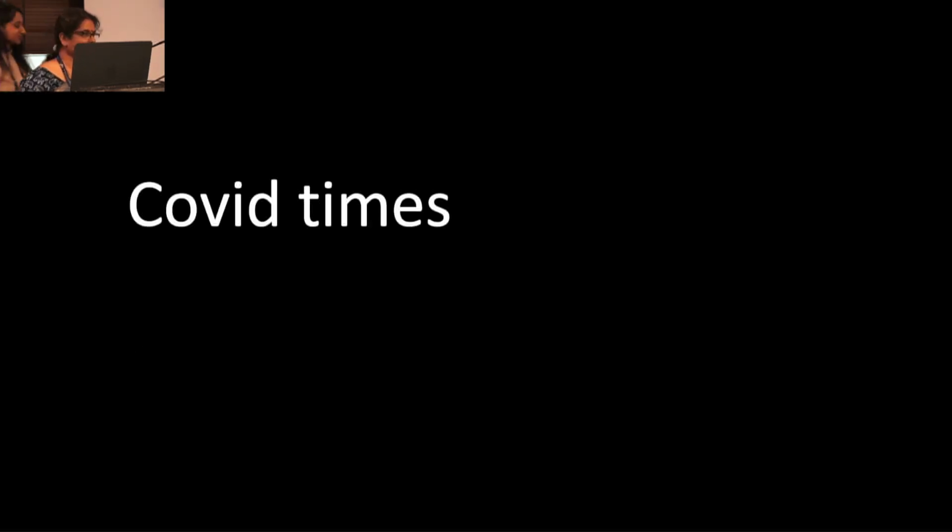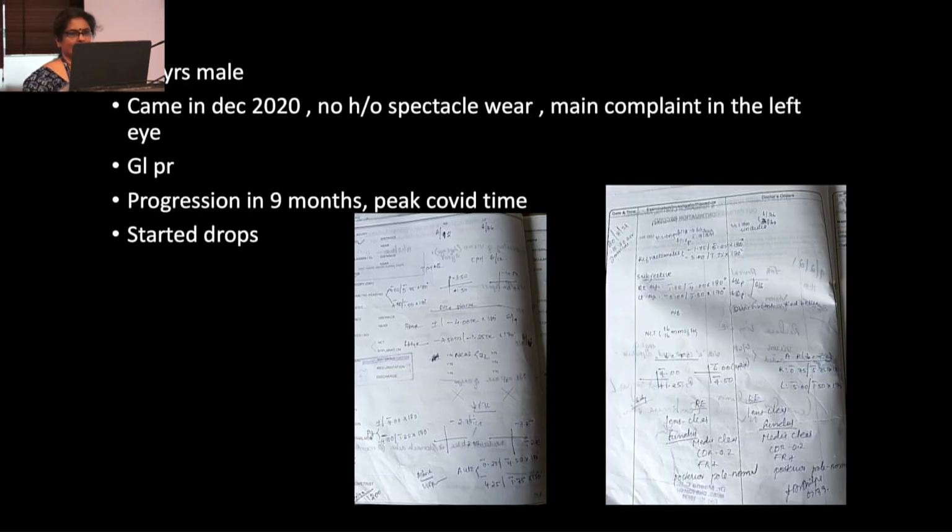So this all started before COVID. Now coming to the COVID things, we have follow up less, but we know what to do now. So this 11-year-old male came in December 2020. There was no history of spectacle wear, and the main complaint was in the left eye. So he had just a simple myopic astigmatism in the right and a combined one in the left. And we prescribed glasses, and there was progression in 9 months. That was peak COVID time.